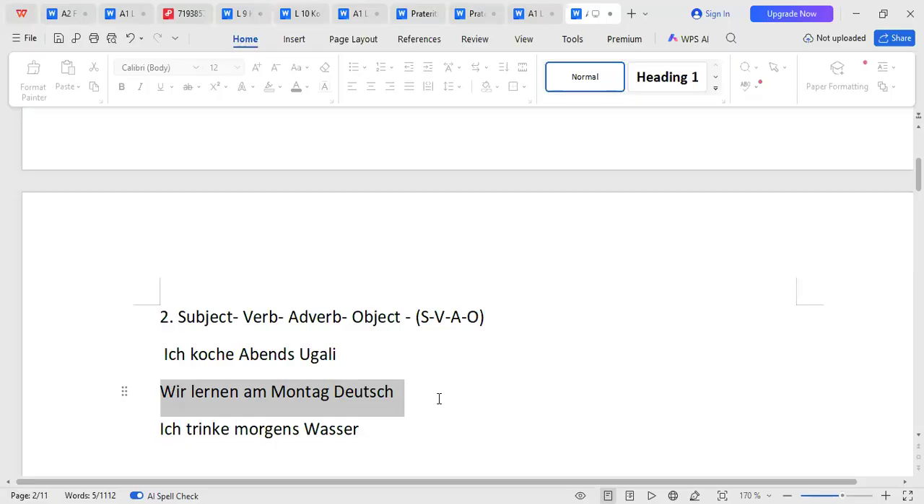Wir lernen am Montag Deutsch. Ich trinke morgens Wasser. Ich koche abends ugali. Don't take the time at the end. That is structure number 2.